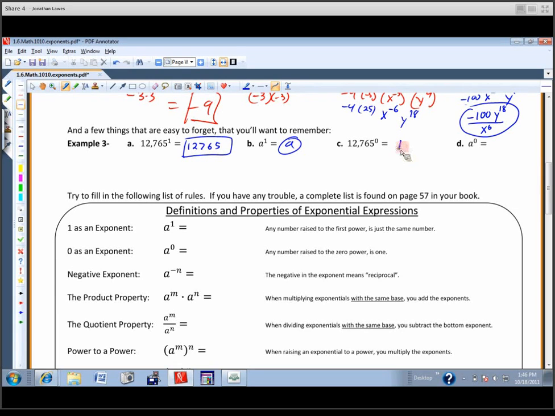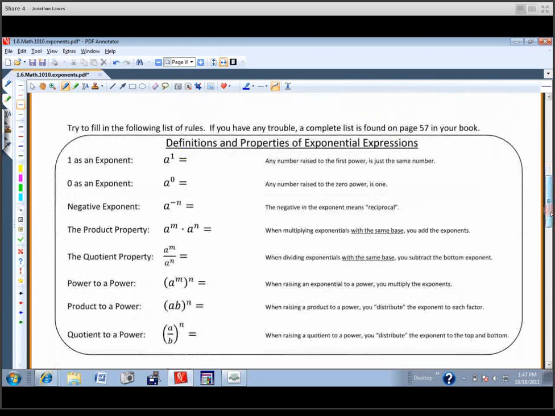This huge number raised to the 0. Any number raised to the 0 power is 1. All right? And so any number, that's what we've represented here. Any number, just have a variable there, raised to the 0 power, that's going to be 1.